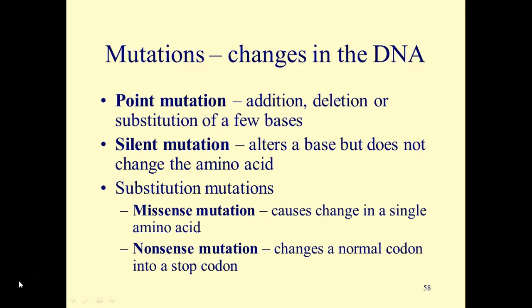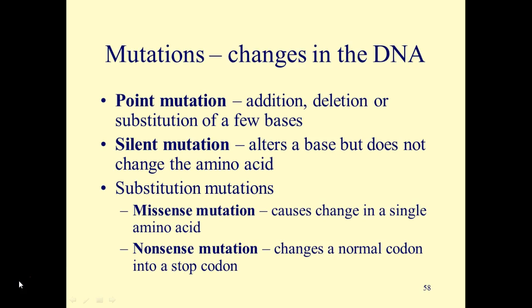Assessment questions 12 through 16 are going to look at mutations. So you're going to be making mutations in the gene that you described in question number 1. A point mutation is where there is an addition, a deletion, or a substitution of a few bases. So a few bases, adenine, guanine, cytosine, or thymine, are going to be changed in the DNA.